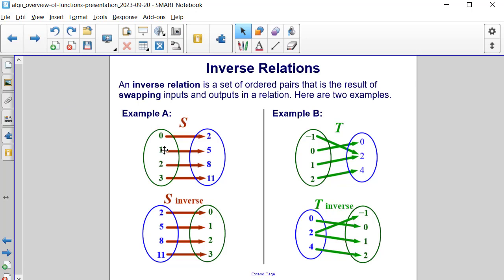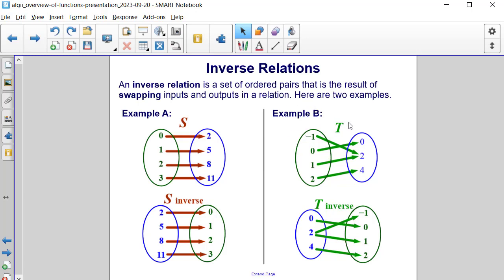In example A, we have 0 mapping to 2, 1 mapping to 5, 2 mapping to 8, and 3 mapping to 11. S inverse, in this example, begins at 2 and maps to 0, then begins at 5 and maps to 1. Begins at 8 and maps to 2, and begins at 11 and maps to 3.